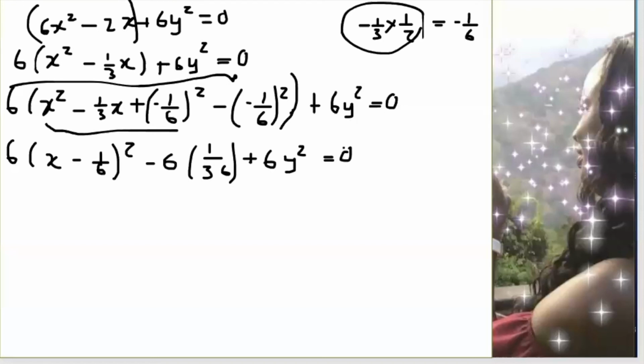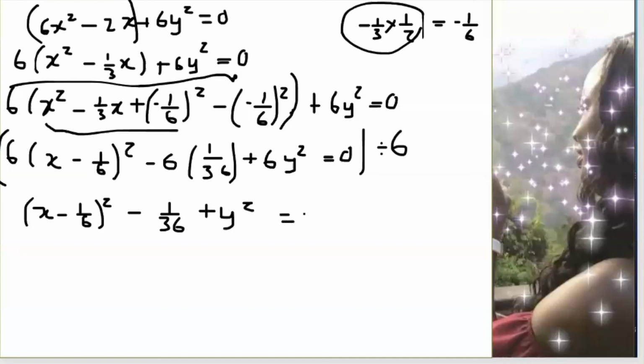Now I'm going to get rid of the 6 by dividing the entire equation by 6. So getting rid of the 6, that's common. So I divide the entire equation by 6. So all the 6s are gone. So I'll be left with x minus 1 over 6 all square minus 1 over 36, because all the 6s are gone, dividing that by 6. Plus, now y squared.